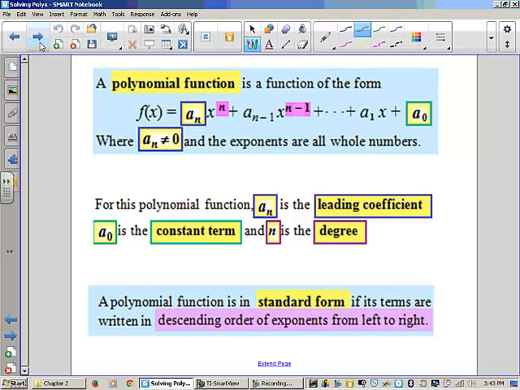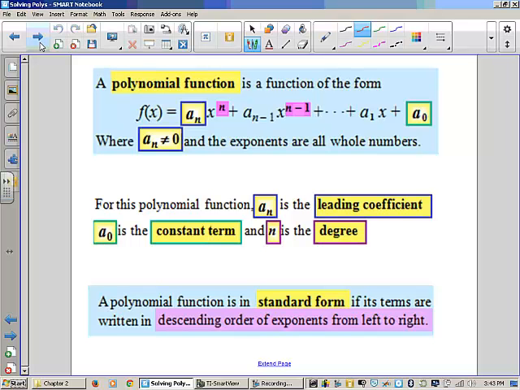A polynomial function is a function of this form, and the main difference between a polynomial function and a quadratic function is that quadratic functions only have a second power. Polynomial functions can have cubes, fourth powers, fifth powers, anything all the way up. For polynomial functions, the number in front, a sub n, is the leading coefficient, and a sub 0 is the constant term, and we call n the degree.